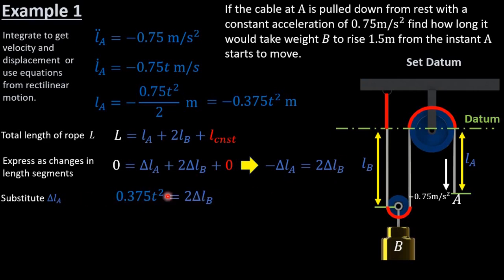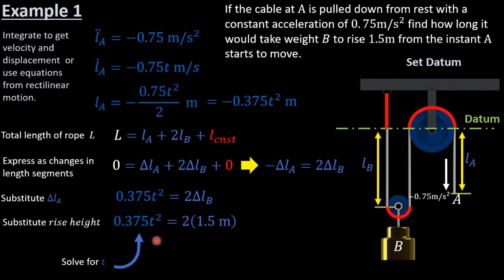Now what I want to do is substitute delta L sub B with 1.5 meters, because we are trying to find how long it takes this particle here, L sub B, to rise 1.5 meters. So we substitute 1.5 meters into delta L sub B, because the change in its length is just going to be 1.5 meters. Now we want to solve for t.